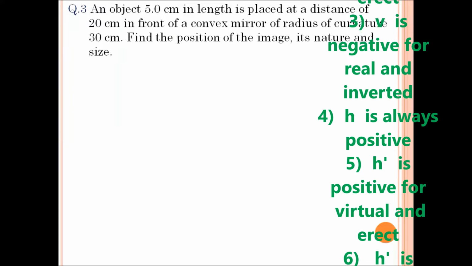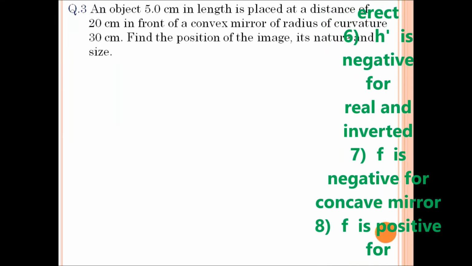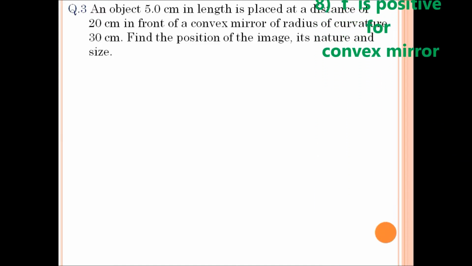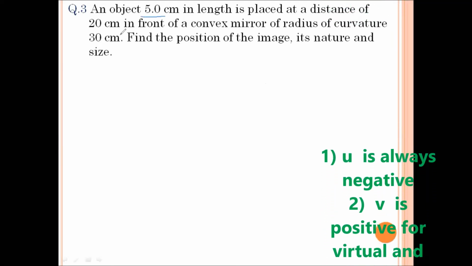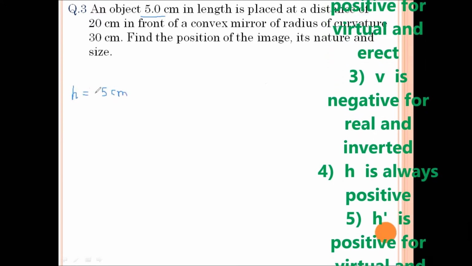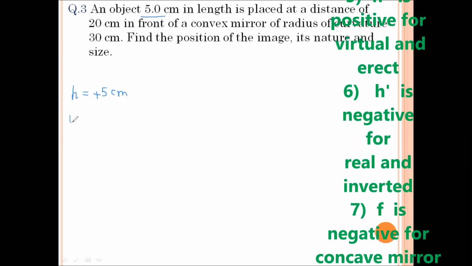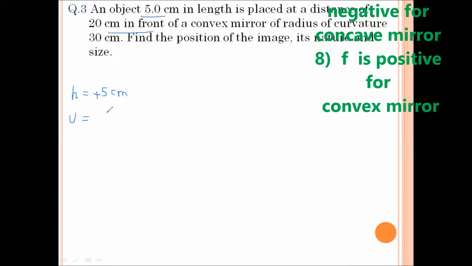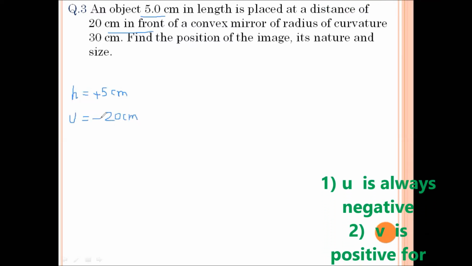An object 5 cm in length is placed at a distance of 20 cm in front of a convex mirror of radius of curvature 30 cm. Find the position of image, its nature and size. Here we have been given the height of object, that is 5 cm, denoted by h, and height of object is always taken positive. The object is placed at a distance of 20 cm in front of the convex mirror. So u is also given, that is 20 cm. And we know according to sign convention, u is always taken negative.